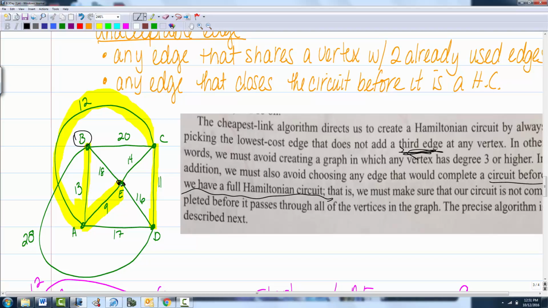At some point, the UPS driver is going to go to A, it's going to leave A, and then somehow end up back at A. Why would I go to that house twice? Why would I? I wouldn't. So I do not choose that one. That's against the rules. Who's the next one I can choose?